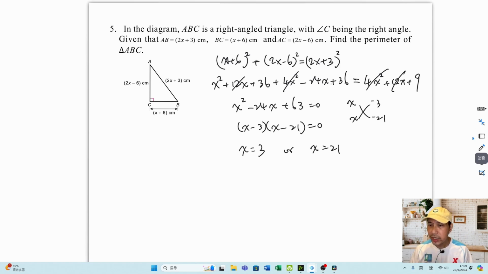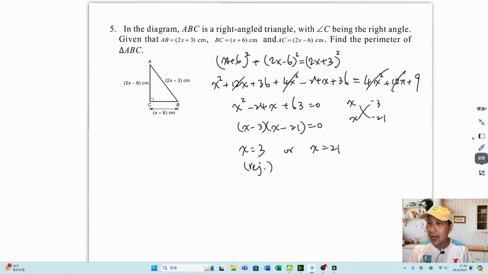Once again we have 2 answers. Obviously the first one is not the answer. We can reject the first one. Why? When you put 3 back into the diagram, AC is equal to 2x minus 6. If x is 3, the length of AC will be 0. It is impossible. If the length of AC is 0, we cannot draw the diagram.